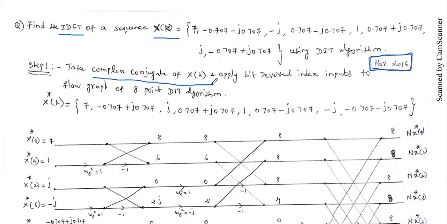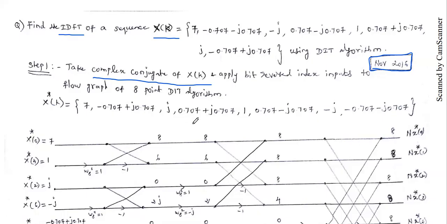This is the X of k value. 8 values are there. For each sample, we have to take the complex conjugate. Already you know what is meant by complex conjugate. The real part you keep as it is. The imaginary part, if plus j, we convert into minus j, and minus j we convert into plus j. So that is step number 1. Just take the complex conjugate of the capital X of k and apply it as the input in the DIT algorithm.